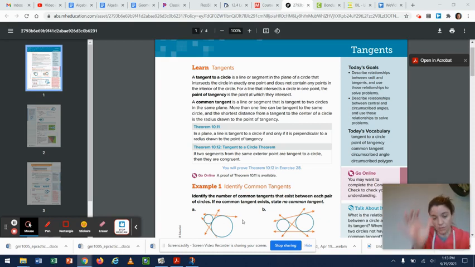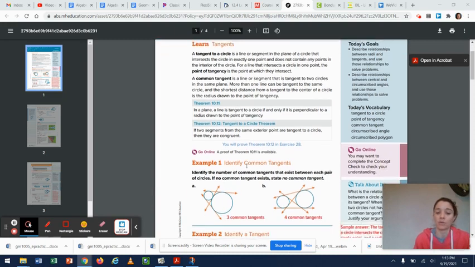Two theorems we may use. Theorem 10-1: in a plane, a line is tangent to a circle if and only if it's perpendicular to a radius drawn to the point of tangency. If two segments from the same exterior point are tangent to a circle, then they are congruent.